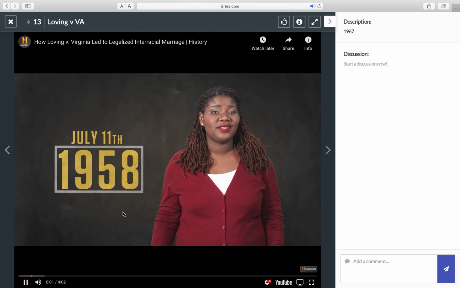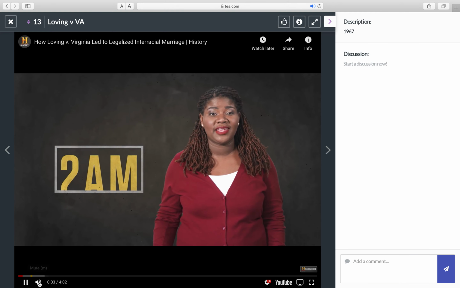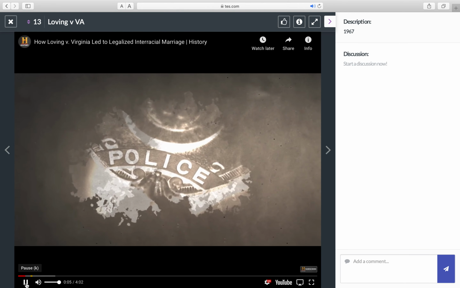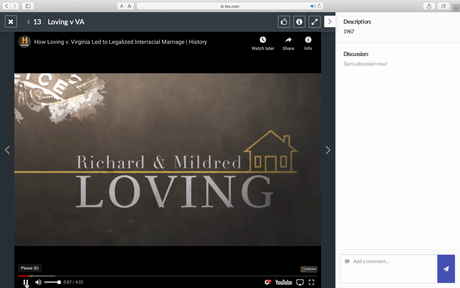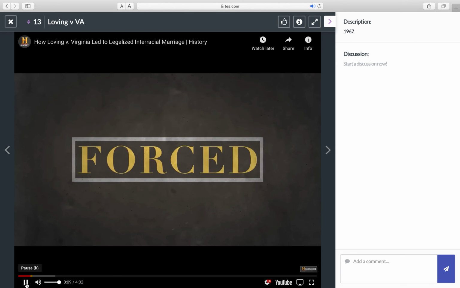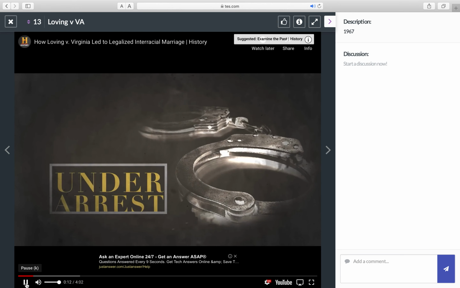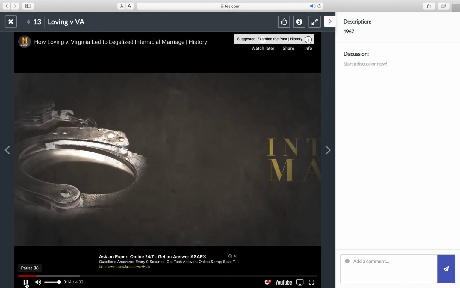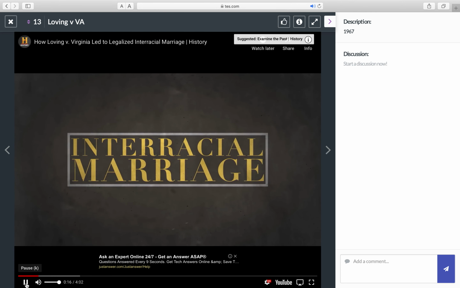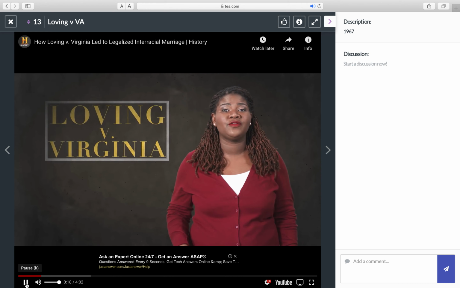these are different sources. On July 11th, 1958, at 2 a.m., a county sheriff entered the home of Virginia couple Richard and Mildred Loving, forced them out of their bed, and placed them under arrest. Their crime? Interracial marriage. This is the story of Loving versus Virginia.